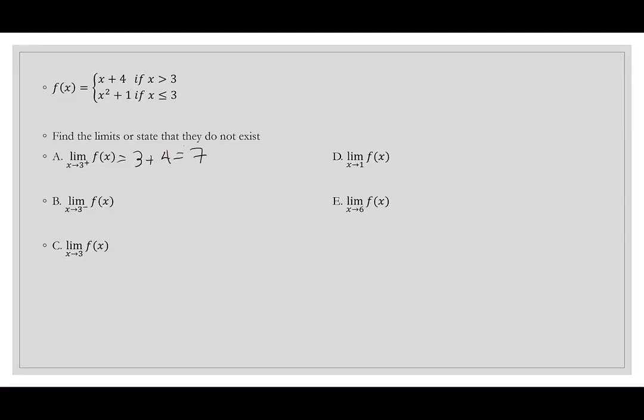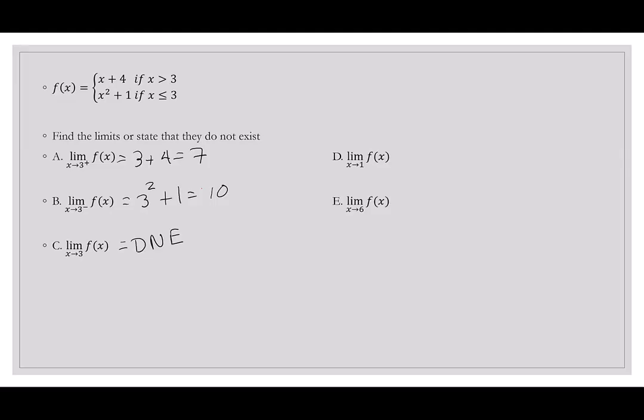For the negative side is the less than or equal to 3. That says I do 3 squared plus 1. 9 plus 1 is 10. So the positive side was 7. The negative side was 10. 7 and 10 are not equal. So the limit at 3 does not exist. They don't touch. They're not the same value.